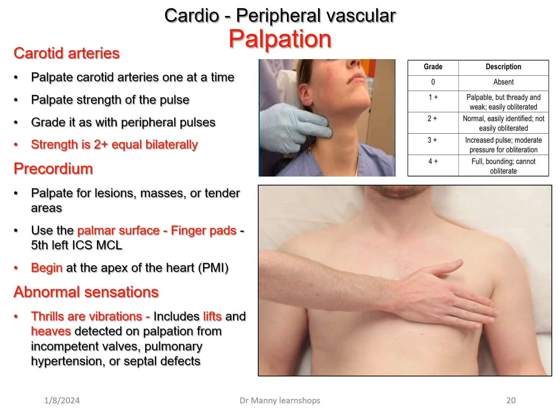You can begin at the apex of the heart, which is located in the left midclavicular line in the 5th intercostal space. Abnormal sensations that may be felt can be thrills, which are vibrations. You may actually feel a lift or a heave, which indicates incompetent valves, pulmonary hypertension, and possibly congenital anomalies such as septal defects of the heart.